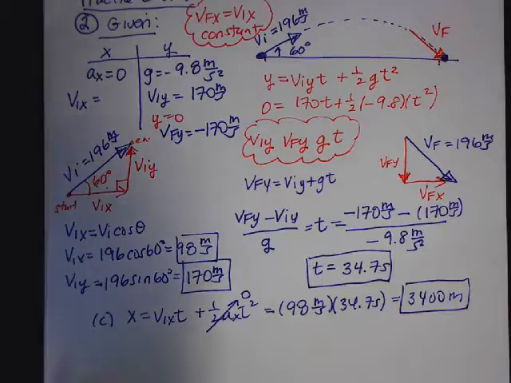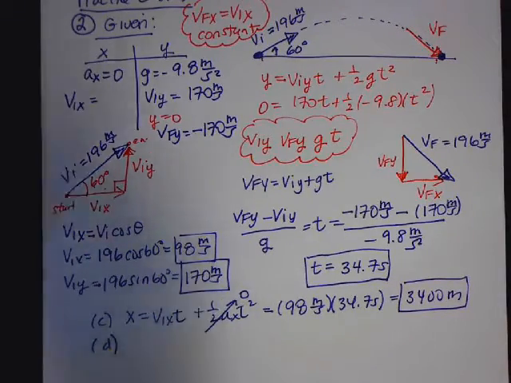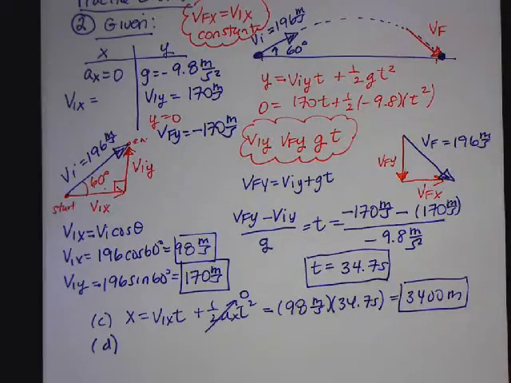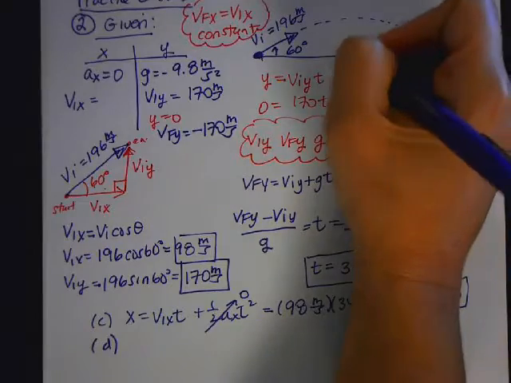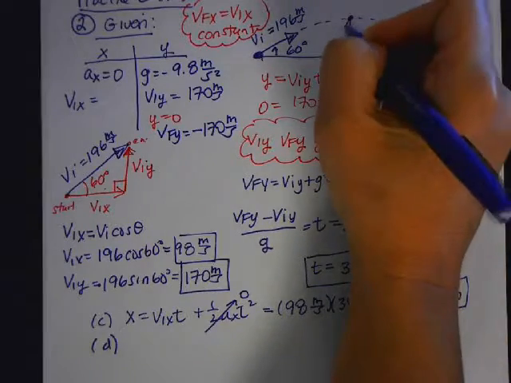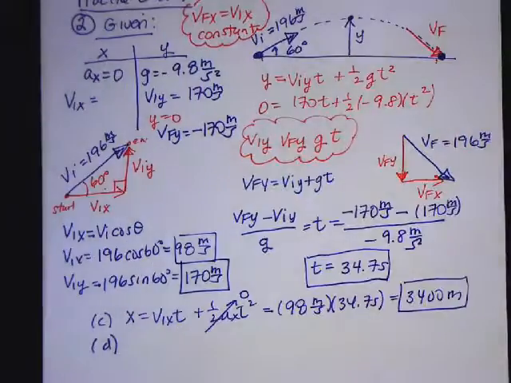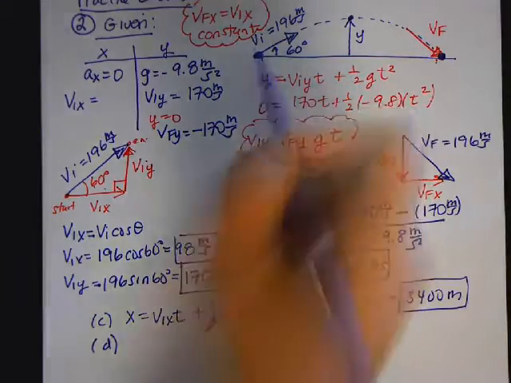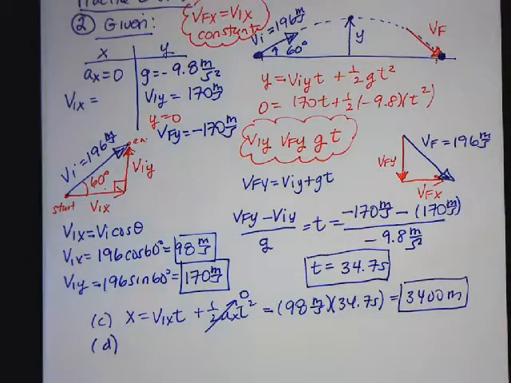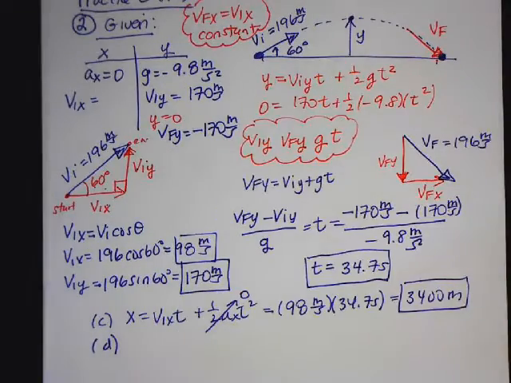The last part says to find the maximum height. So let's look at our picture. The maximum height is right here. So this is my maximum height, y. Remember, this is our frame of reference. We're using our standard Cartesian sign convention that up and to the right is positive. So this would be a positive value.